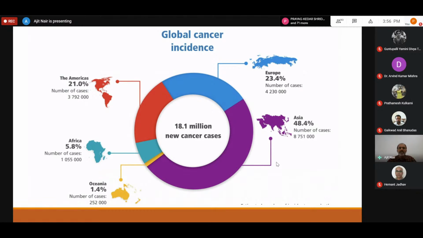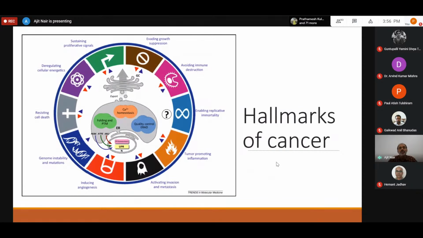And just to share a perspective of why this is happening, it's happening because of a lot of issues, right? And the issues are around the disease itself.